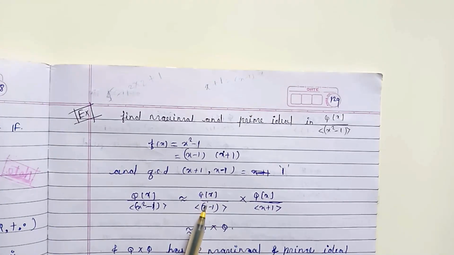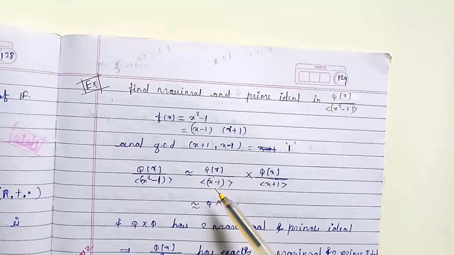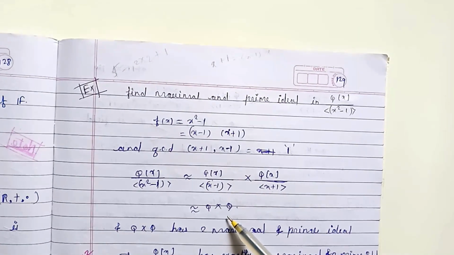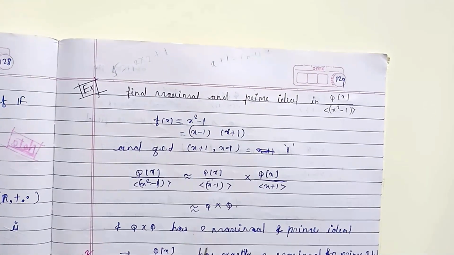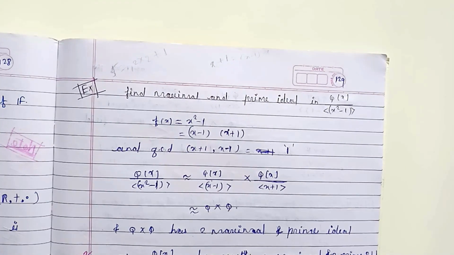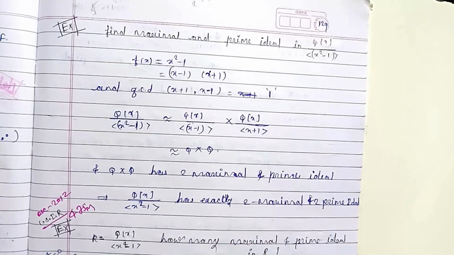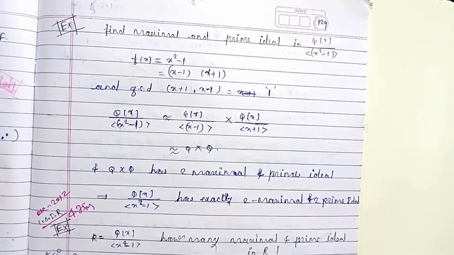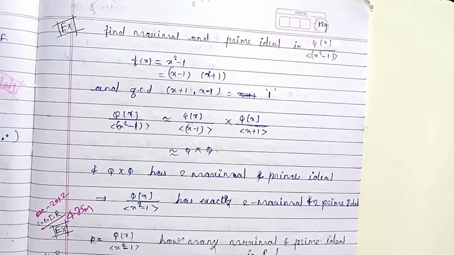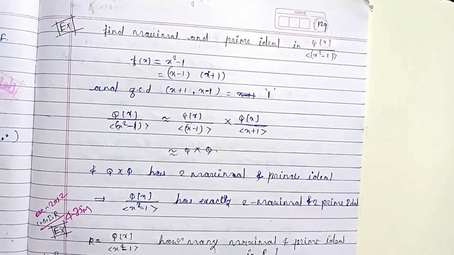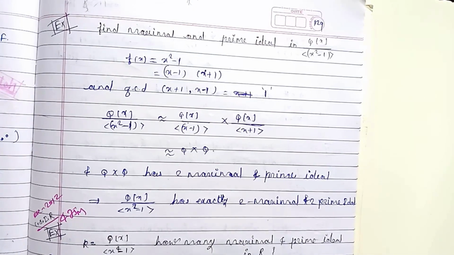And this is the value for Q. So it is the group Q, it is also Q here. So Q cross Q has two maximal and prime ideals. So how do we find the maximal and prime ideals? We explained that in my previous lecture. Or you may go through it like this: every maximal prime ideal of Zn is generated by a prime divisor of n. That is for Zn. Now we want it for Q[x].